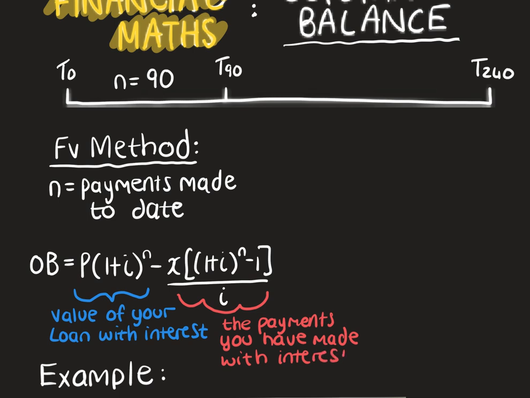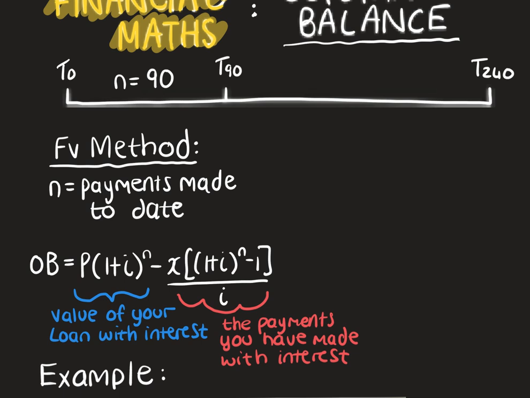That makes quite a lot of sense, because at the end of the day, what's happening for the future value method is that you're taking how much your loan has grown over 90 months in terms of interest, and you're minusing the amount of payments you've paid over 90 months from that value, and whatever's left over is what you owe the bank and what is outstanding. So that is the future value method of the outstanding balance.